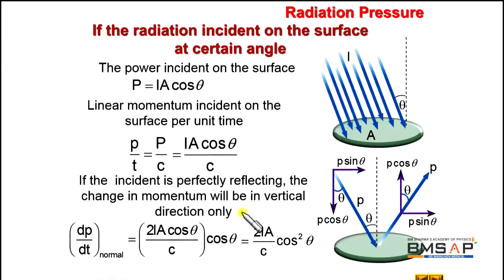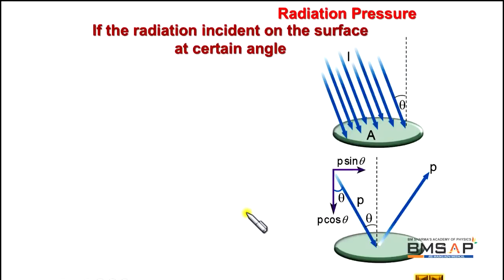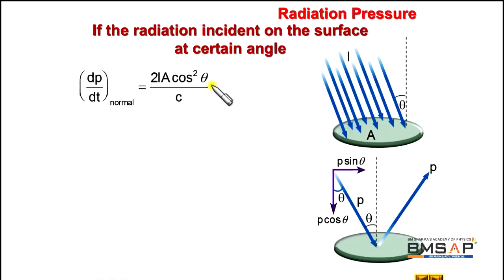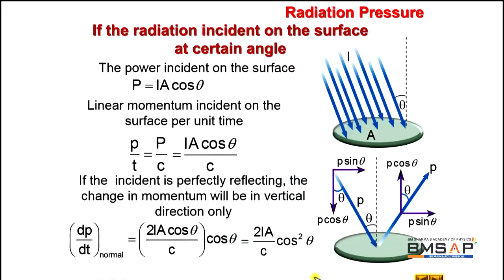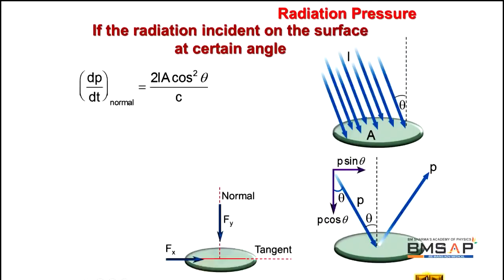Okay. Now, let us calculate the pressure. We can make the force components separately. This is the force applied by radiation in the normal direction, and these are the components of the force. This is normal to the surface and this is parallel to the surface. We know there is no change in the linear momentum parallel to the surface, because this is P sin theta, this is also P sin theta. That means parallel to the surface this Fx will be 0, and the normal force is equal to 2IA cos square theta divided by c.